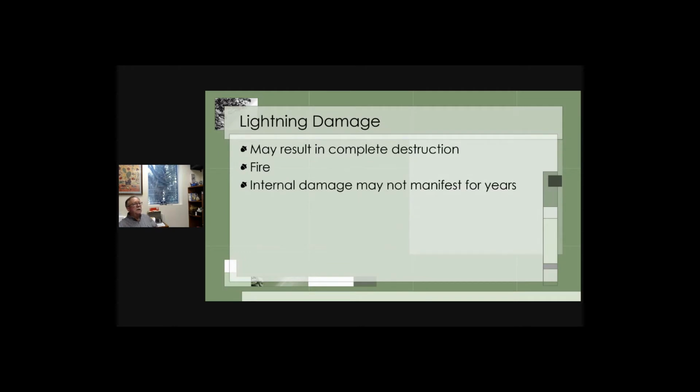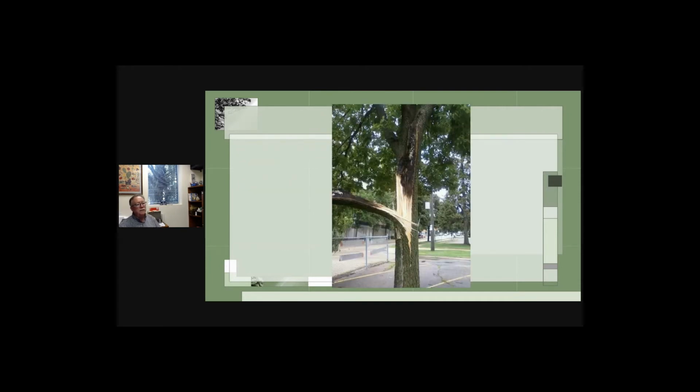Lightning damage may occur in some regions, and that may result in fire, complete destruction of the tree as a result of fire or explosion, or we may have internal damage that may not really show up for years. Now, in your text, it shows this photo. This looks like it was a significant lightning strike. It looked to have hit the inclusion, and a portion of the tree failed as a result.